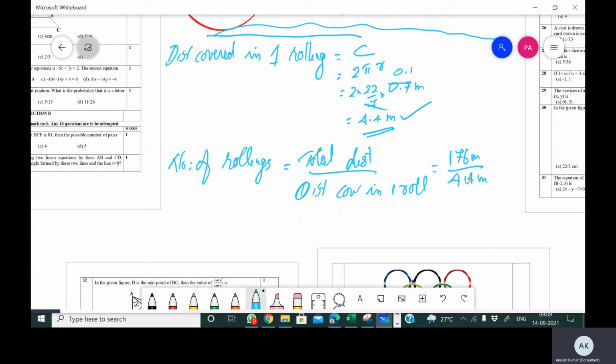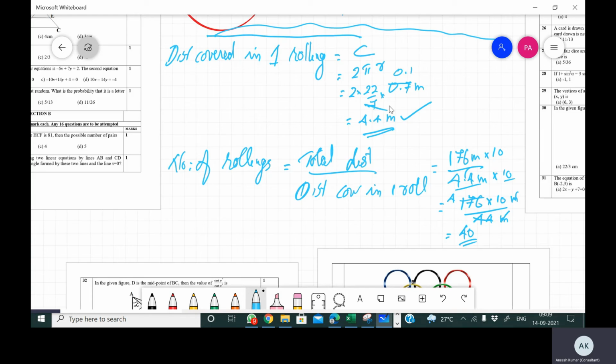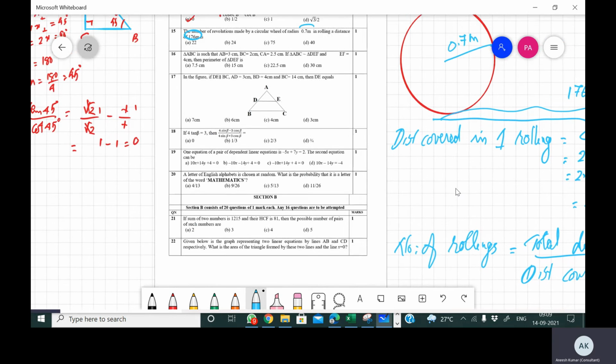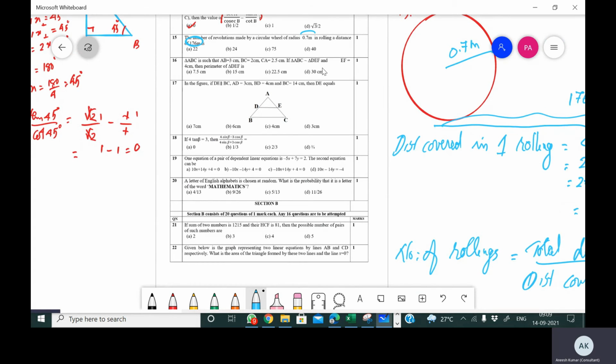Then you can remove the point by multiplying with 10 in the numerator and denominator. Then 176 into 10, you can write like that into 10. By this 10 will multiply 4.4, it will become 44. Meter, both meters are getting cancelled. 44 fours are 176. 4 into 10, it is 40 rollings or 40 revolutions or 40 rounds the wheel had made. Okay.